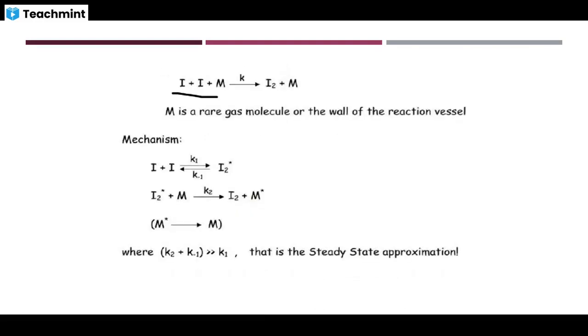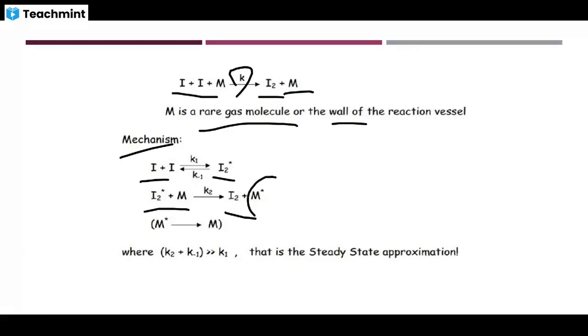If you take a reaction I plus M, where M is a rare gas molecule, an inert gas, or the wall, it interacts to form I2 and M. The mechanism is: I and I form a complex I2 star, which collides with the wall or the gas M to form I2, transferring the excess energy to M star, and M star goes back to M. Here K2 and K minus 1 are greater than K1.